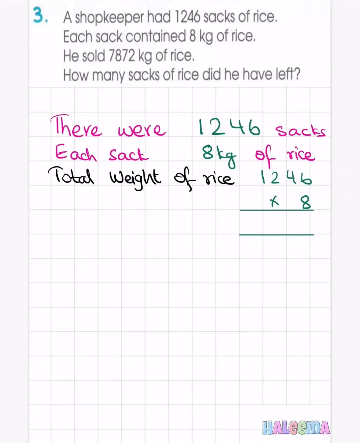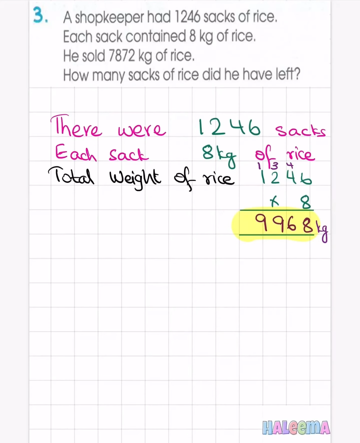8 6s are 48. 8 4s are 32, plus 4 is 36. 8 2s are 16, and plus 3 is 19. 8 1s are 8, and plus carry 1 makes it 9. So 9,968 is the total weight of rice.